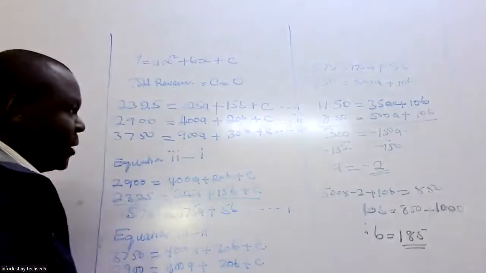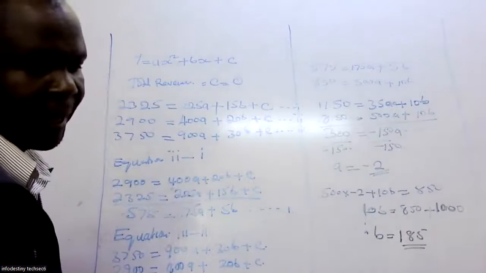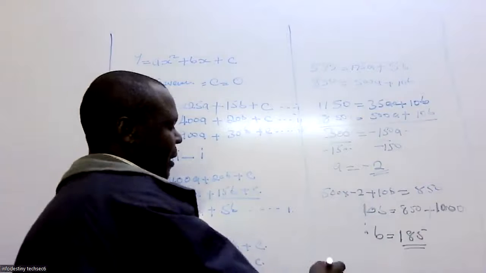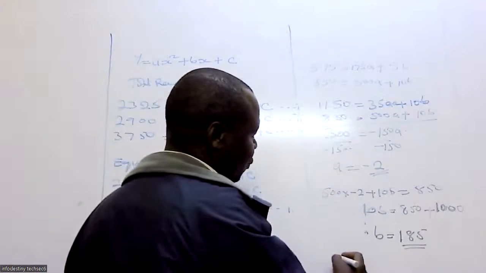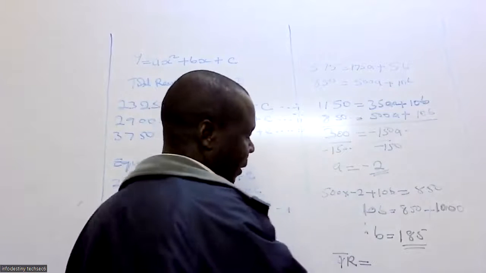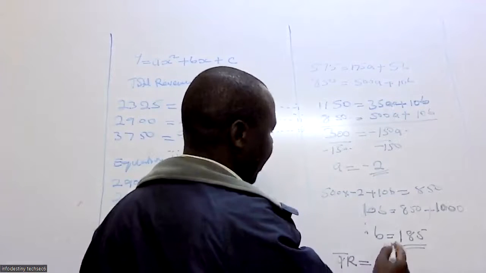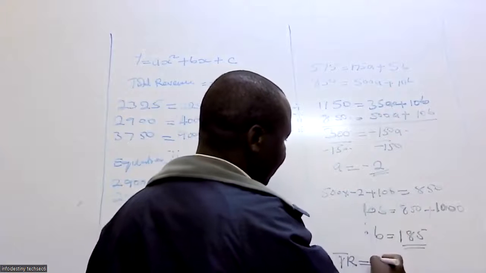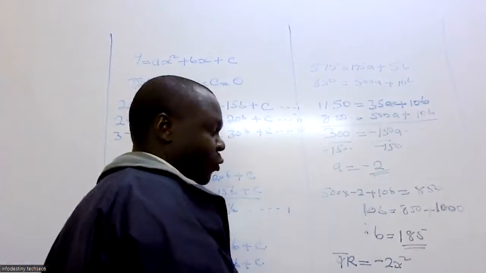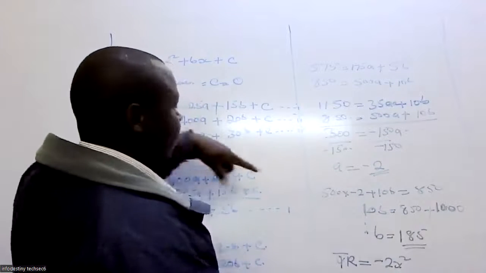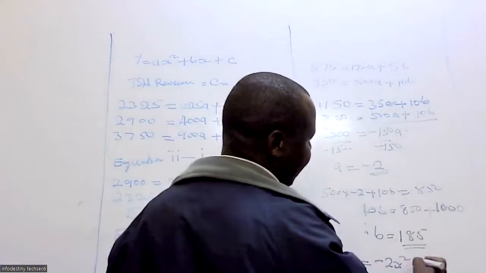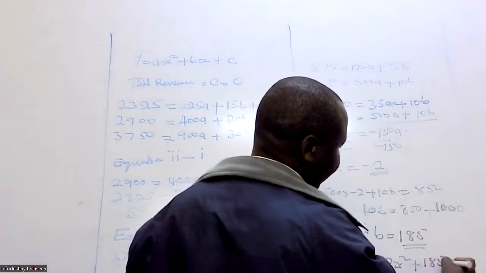So after that, they want us to write the what? What's the question? The total revenue function. So you just say that the total revenue function, which is Y, or you can just say TR, will be equals to negative 2x squared. Is together? See the A is this one. So negative 2x squared plus 185x.